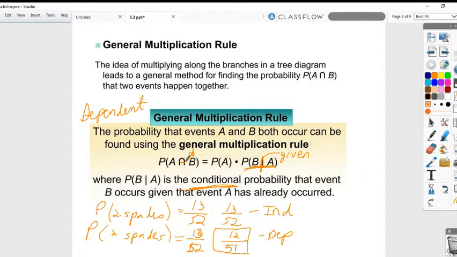So in intersections, in ands, you're going to multiply. You have to think it through. You're going to do the first one, and then you're going to do the second one. It's independent if these two don't have any bearing on each other, then it looks just like this. But if this one is dependent on what happens here, then it's going to look like this. This tells me to do this B probability given the fact that I've already done A.